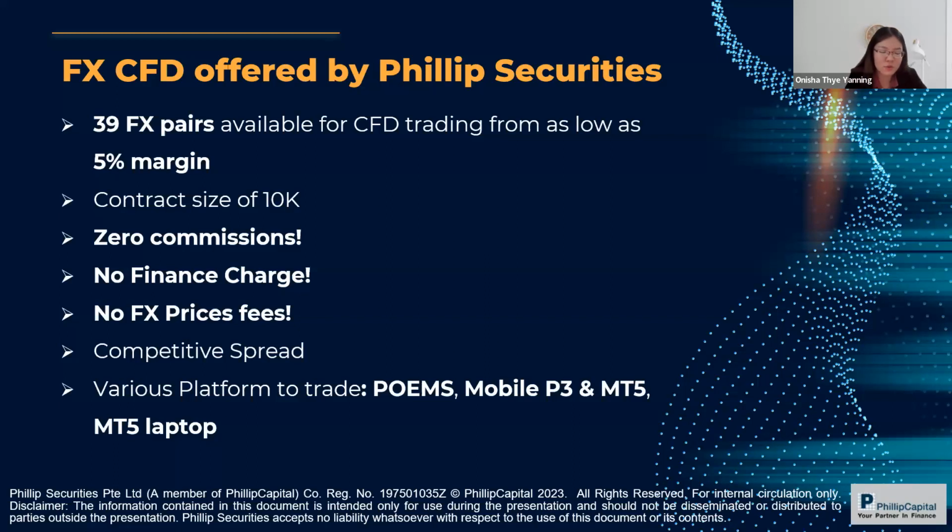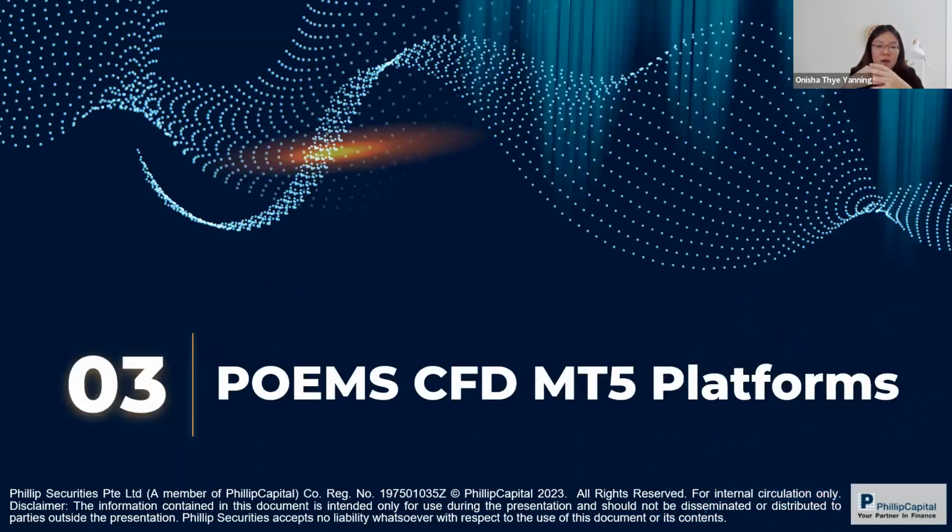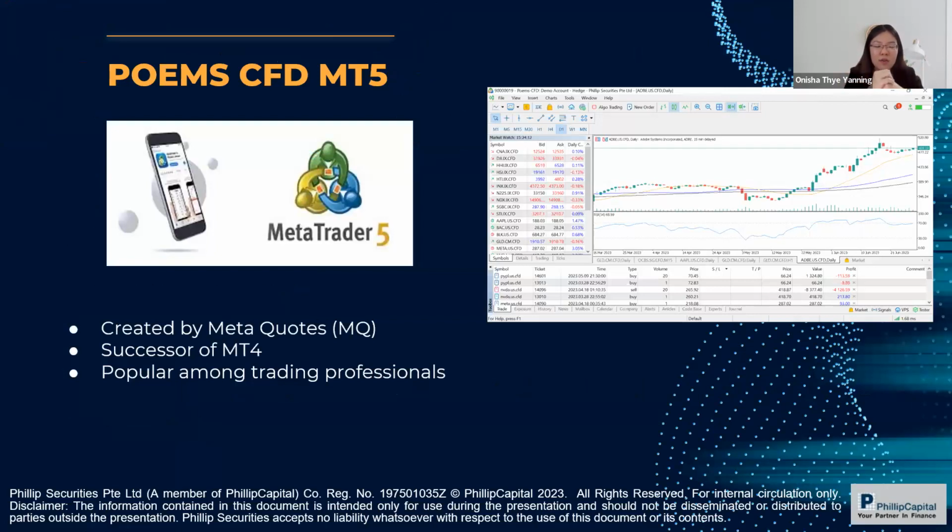Okay, so next, the third one would be our Poem CFD MT5 platform. Let me introduce it. MT5 MetaTrader was created by MetaQuotes, and it is a successor of MT4. Those who have used MT4 before will be familiar with the MT5 platform. They created MT5 to allow you to access different assets, because previously MT4 was only for FX. With MT5 now, you can trade a lot of different assets, ranging from stocks, futures, I think options, and now also CFD.